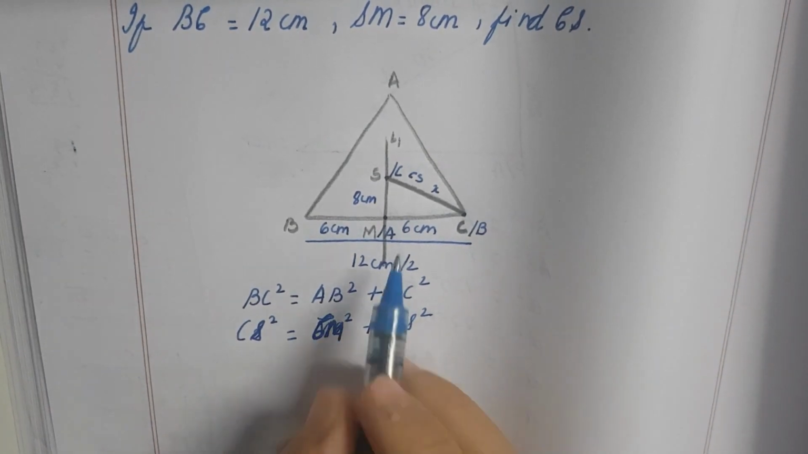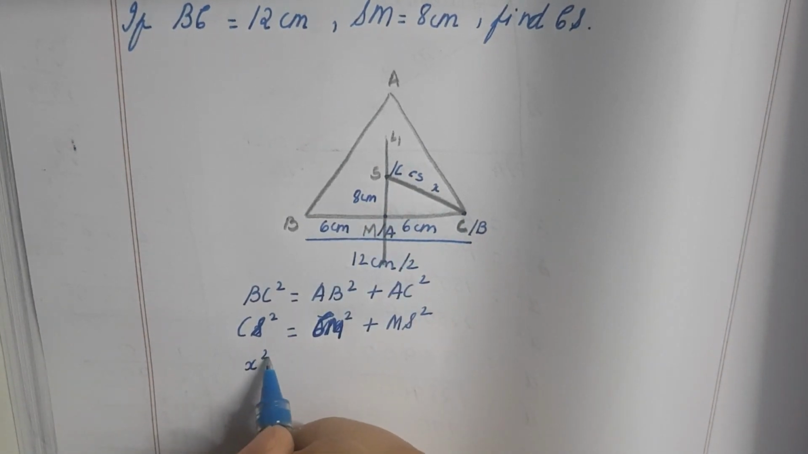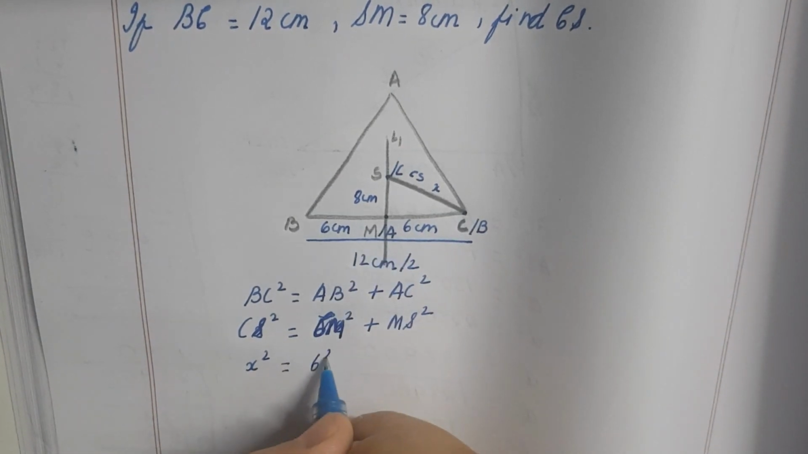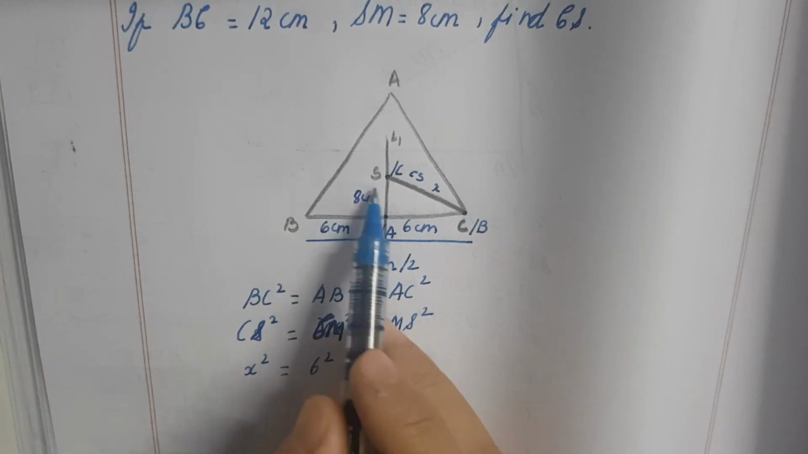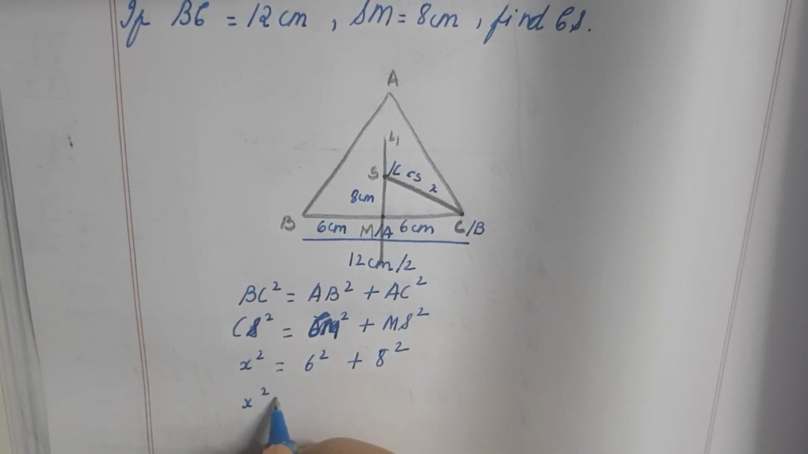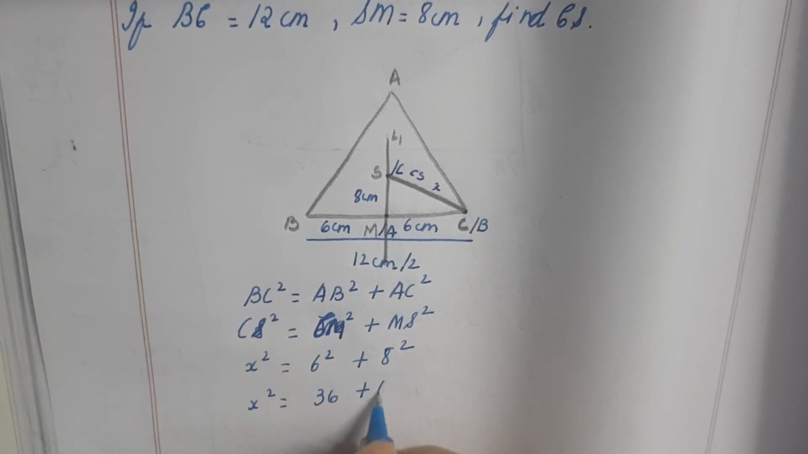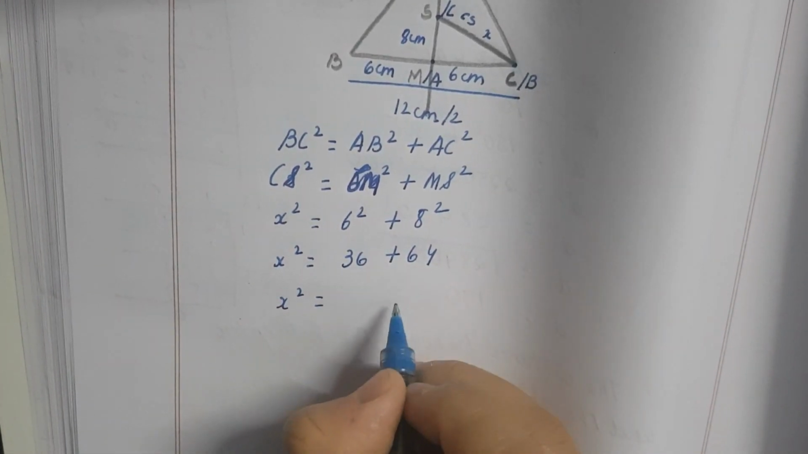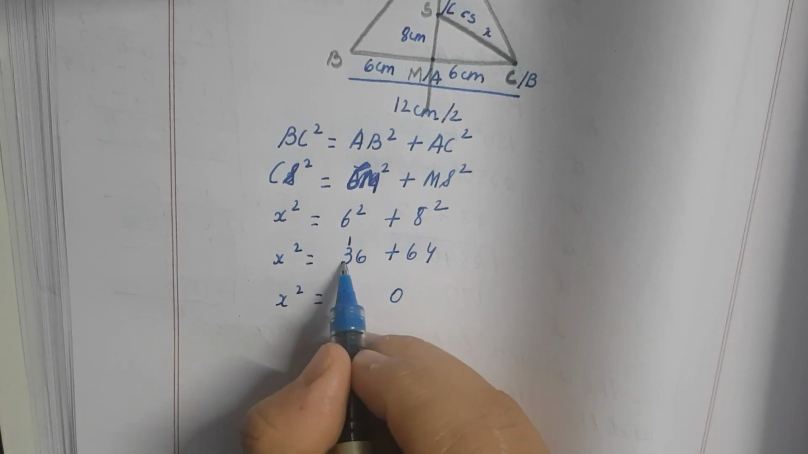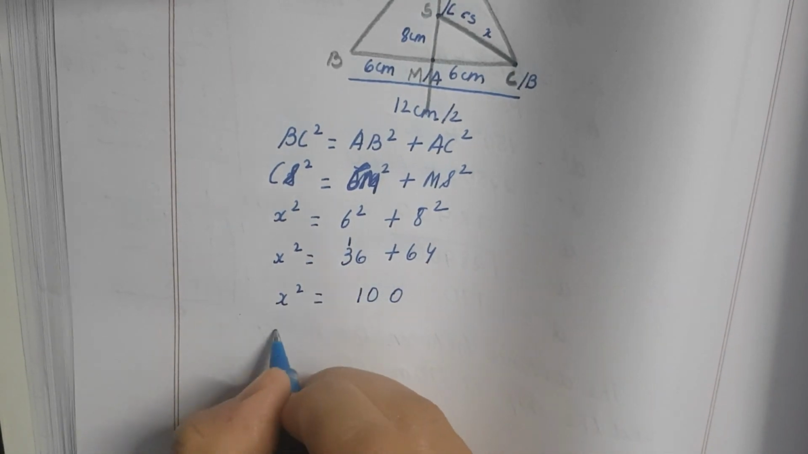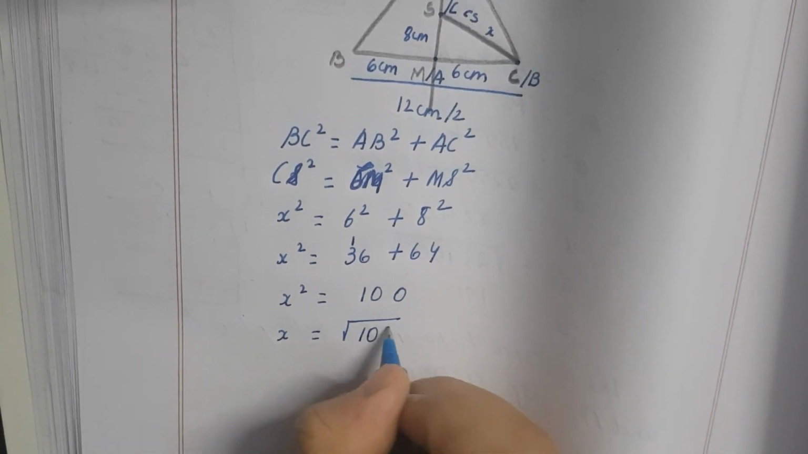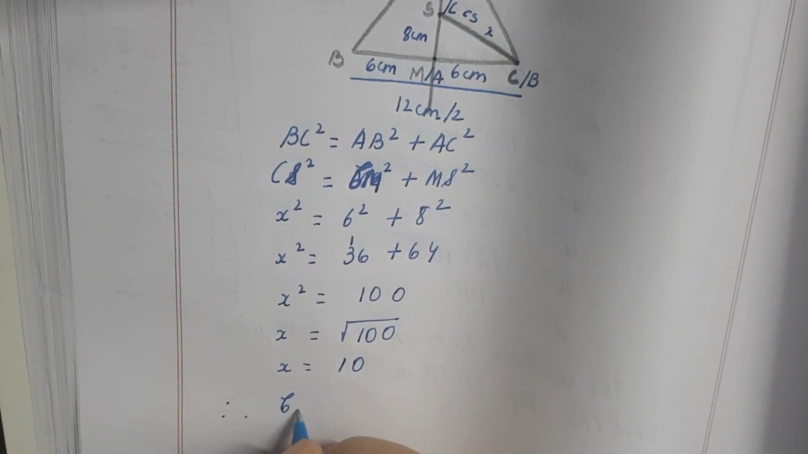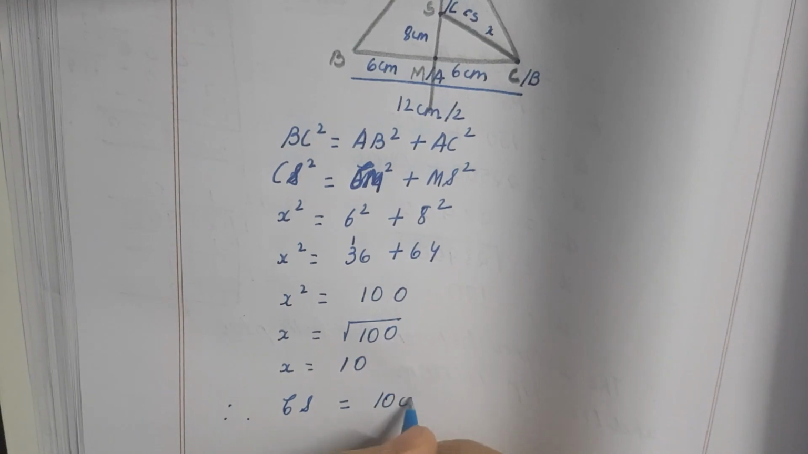So CM square. So CS square, since we are taking it as x, is x square. Then for CM, it is given as 6 centimeter. So 6 square plus, for MS, it is given as 8, so 8 square. So x square is equal to 6 square is 36 and 8 square is 64. Now if we add these two, x square is equal to 100. So x is root of 100, which is nothing but 10. Therefore CS is equal to 10 centimeter.